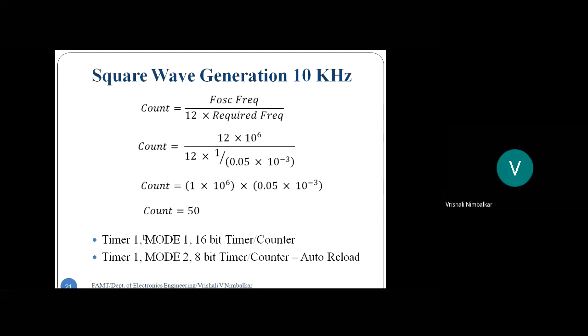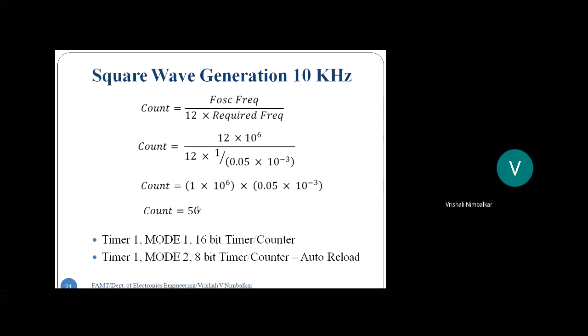Now, since we had done programming using mode 1, let me go to obtain the square wave using mode 1, and then we will go for that mode 2 example. Both are applicable because the count size is within the limits of mode 1 as well as mode 2. Fine. So let us go for timer 1 in mode 1. Now, as I told you all, whatever calculations you have got, it indicates that when we count 50 clock pulses of 1 megahertz, we will get a delay of 0.05 milliseconds.